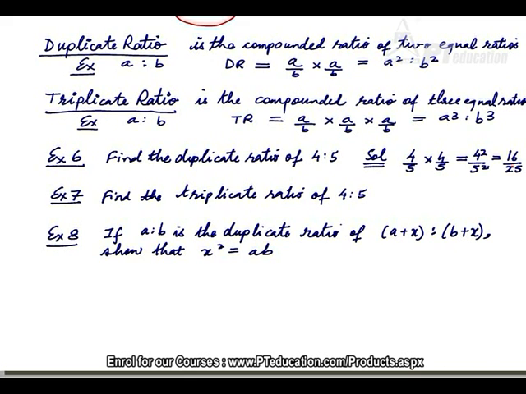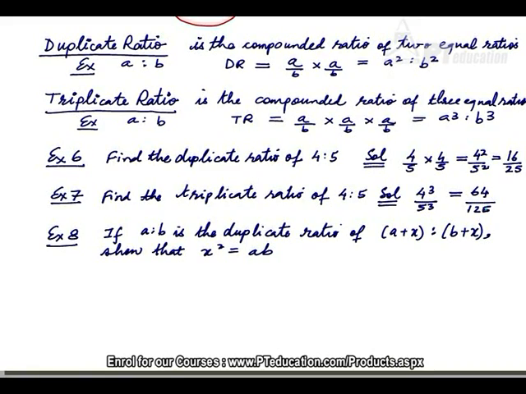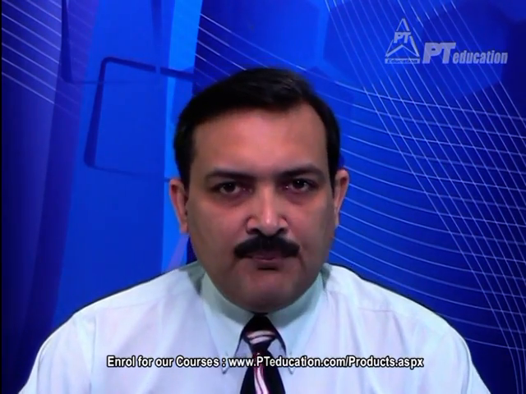Example 6, solution. 4 by 5 multiplied by 4 by 5 gives us 4 square upon 5 square, which is equal to 16 is to 25. This is our answer, plain and simple. Example 7 will naturally be 4 by 5 into 4 by 5 into 4 by 5, which is 4 cube by 5 cube. Now we know 4 cube is 64 and 5 cube is 125. So the answer is 64 is to 125. Now let us take example 8.